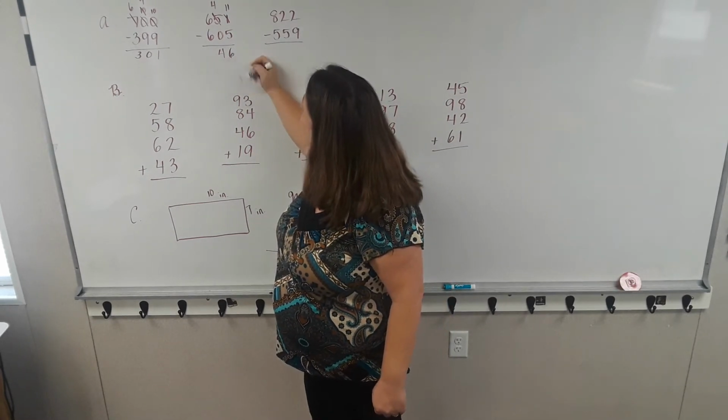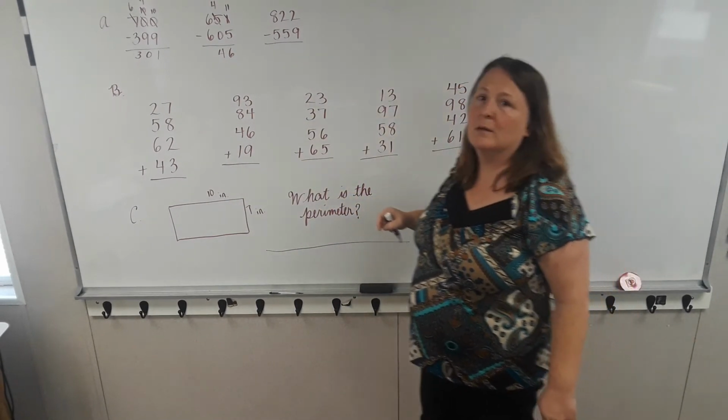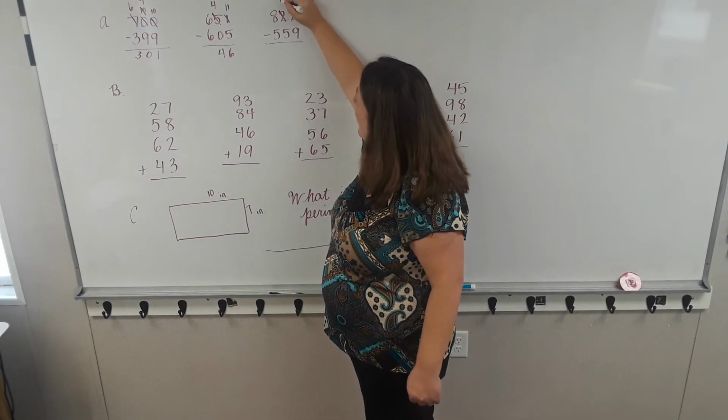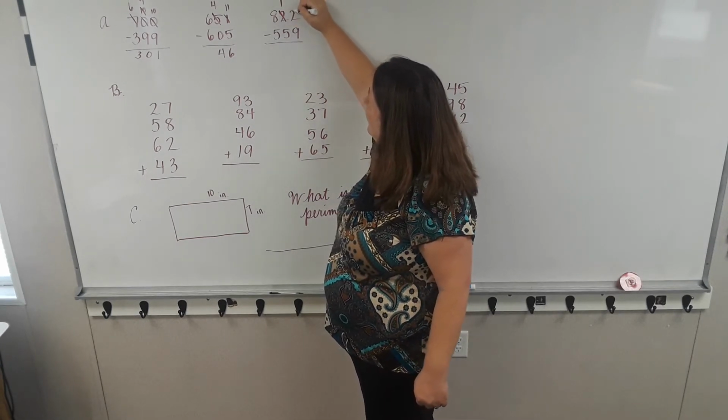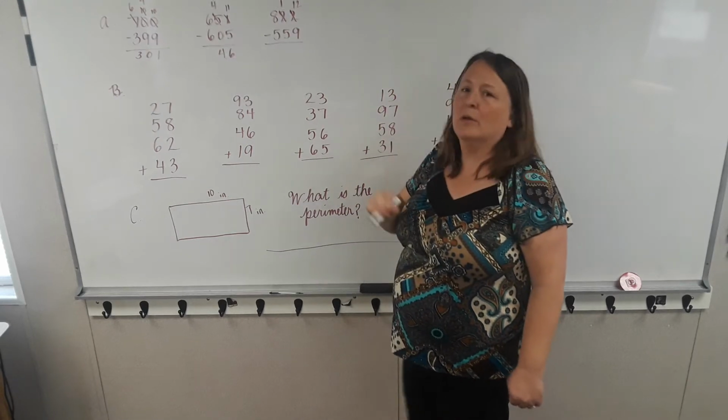6 minus 6 equals 0. Let me just make that darker there. 2 minus 9 equals, borrow from this neighbor. This 2 becomes a 1. This 2 becomes a 12. 12 minus 9 equals 3.